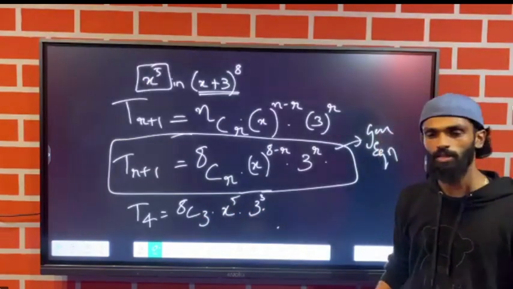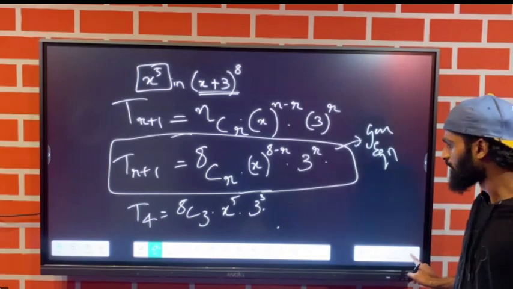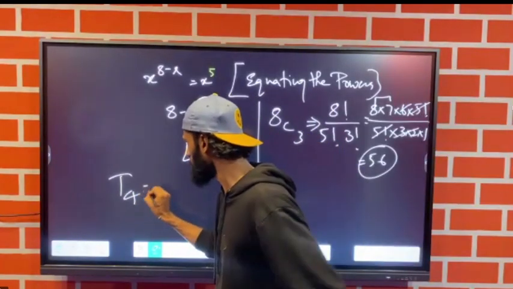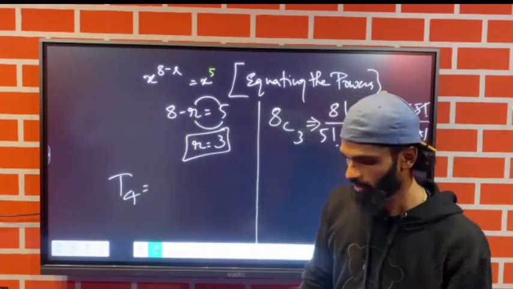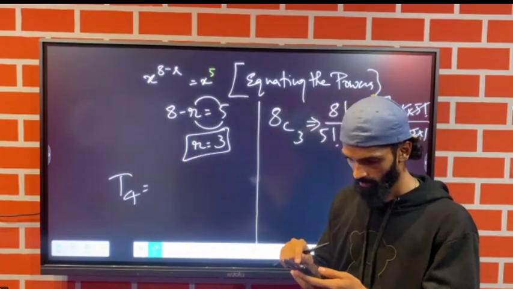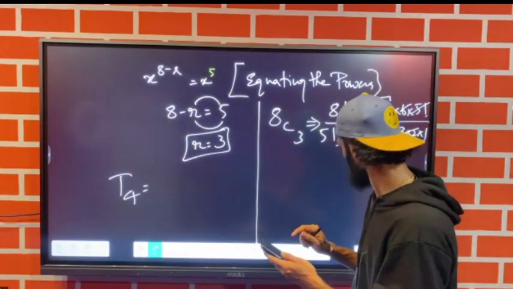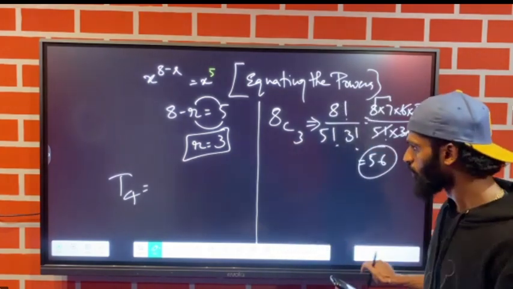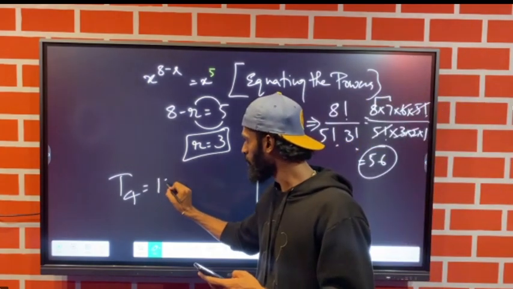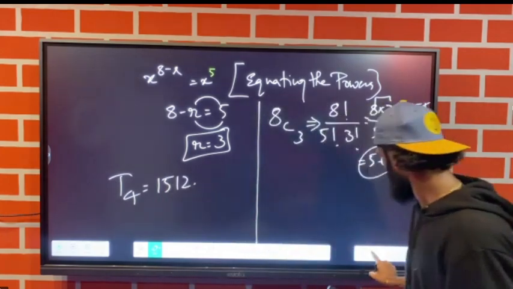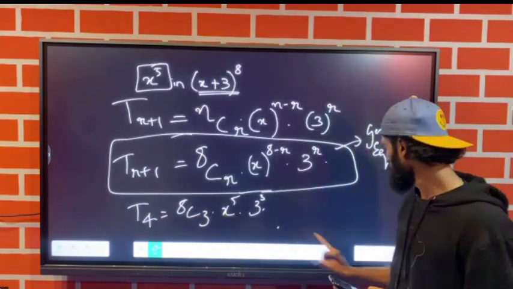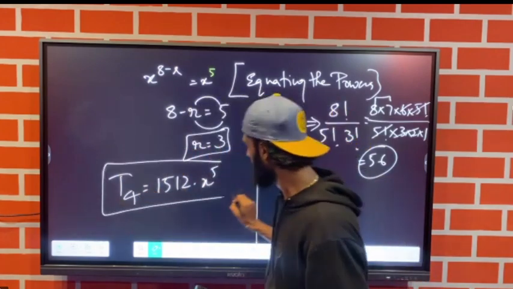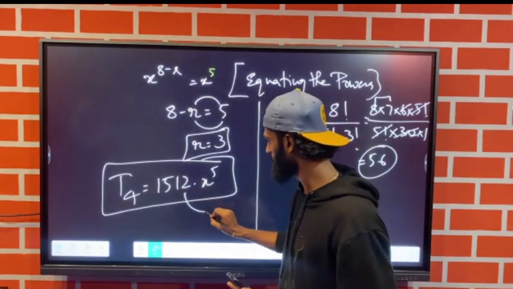3 cube, what's the answer? 27. So my final answer, T4, will be equal to, give me a minute, I'll calculate. 56 into 27, 1512. So T4 is equal to 1512 x power 5. I just multiply both of them. This is my final answer. But they have asked me for a coefficient.